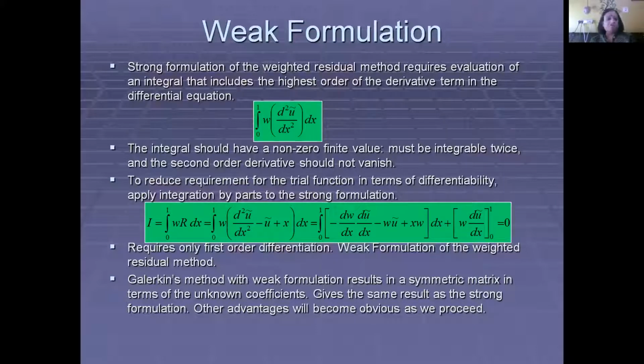The strong formulation of the weighted residual method requires evaluation of an integral that includes the highest order of the derivative term in this differential equation. The highest order of the derivative term in the differential equation is second order, and while computing the weighted residual, I'm still working with the second order term. If I do that, which I can, that is called the strong formulation. What it means is that if I need to evaluate this term, integration w d2u tilde dx squared, the integral has to have a non-zero finite value, which means it must be integrable at least twice. And the second order derivative d2u dx squared must not vanish.